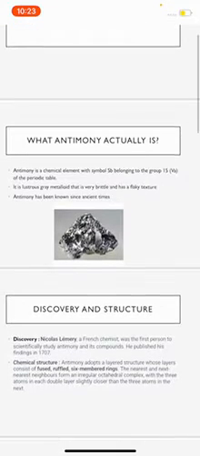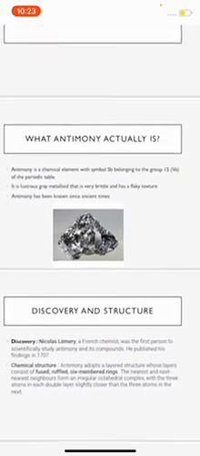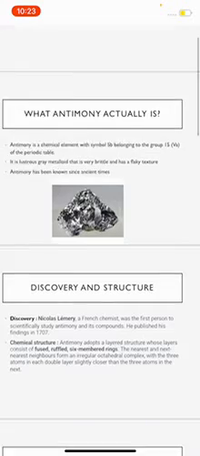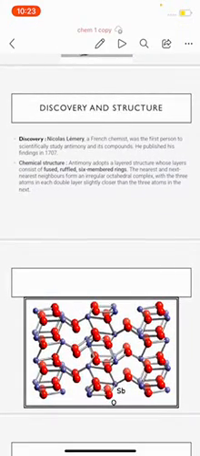Now we discuss the discovery and structure of the antimony. First, the discovery. A French chemist, Nicolas Flamel, was the first person to scientifically study antimony and its compounds. Then he published his findings in 1707. Chemical structure. Antimony actually adopts a layered structure whose layers consist of fused, ruffled, six-membered rings. The nearest and next nearest neighbors form an irregular octahedral complex with the three atoms in each double layer slightly closer than the three atoms in the next. Here is the picture, as we can understand more clearly.